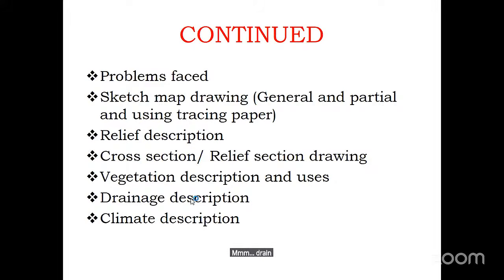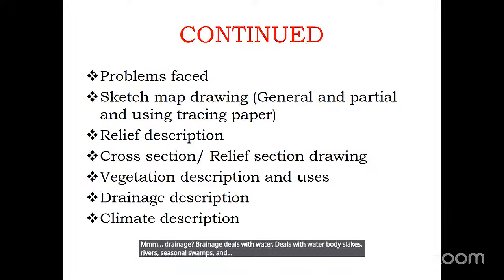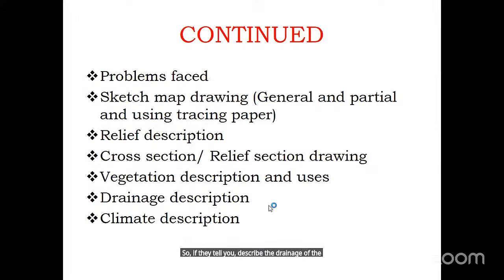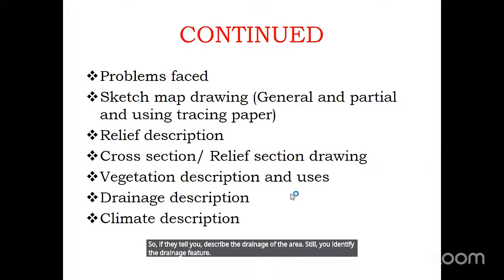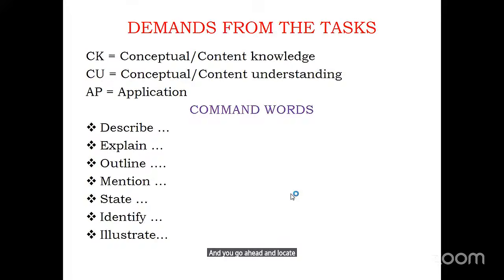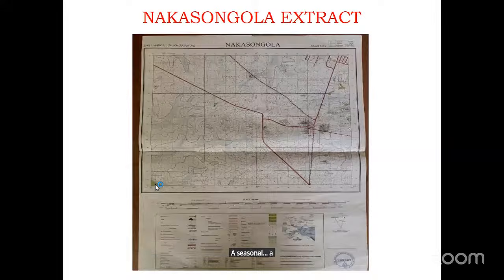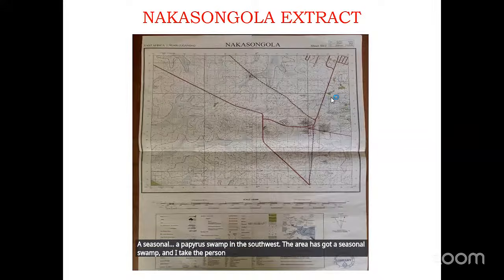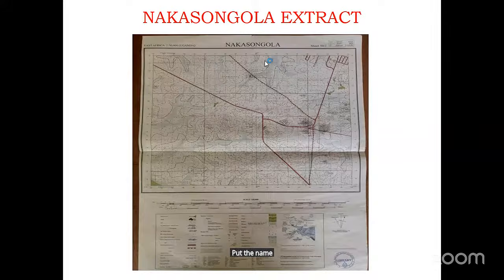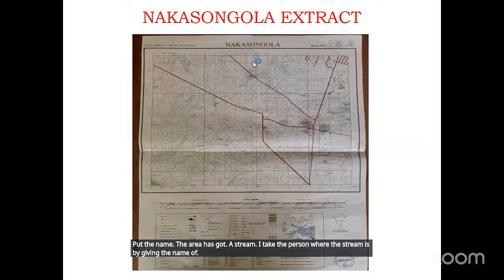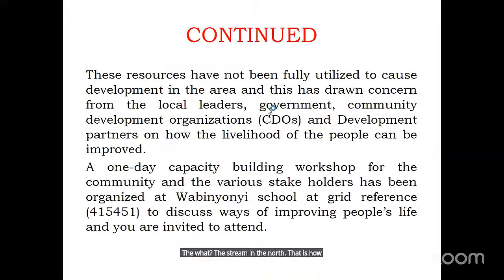Drainage deals with water bodies, lakes, rivers, seasonal swamps. So if they tell you, describe the drainage of the area, still you identify the drainage feature and you go ahead and locate that drainage feature. For example, if you look at this map and they tell me to describe the drainage of the area, I'm going to say the area has got a papyrus swamp in the southwest. The area has got a seasonal swamp, and I take the person where the seasonal swamp is. The name is already there, I put the name. The area has got a stream, and I take the person where the stream is by giving the name of the stream in the north. That is how we describe drainage.